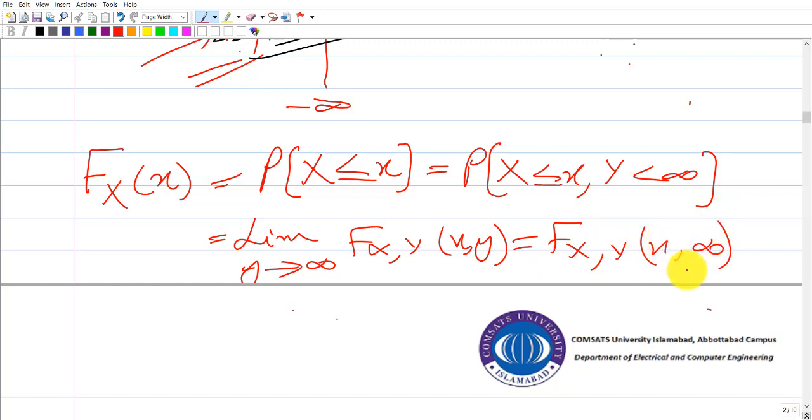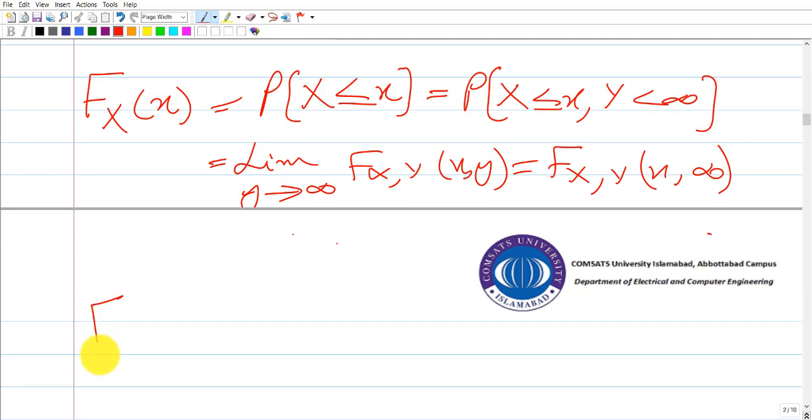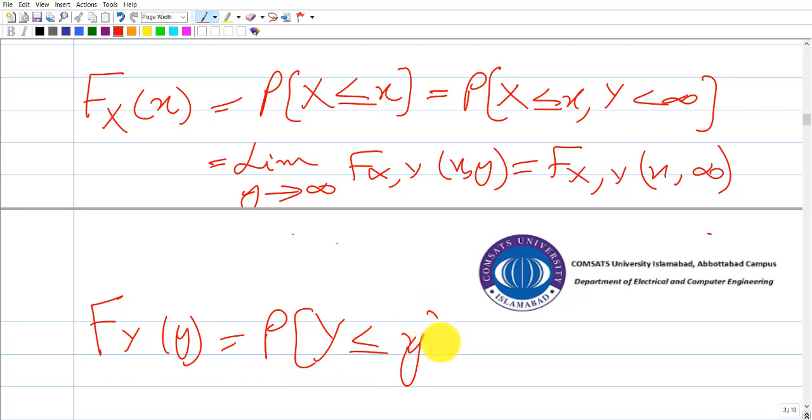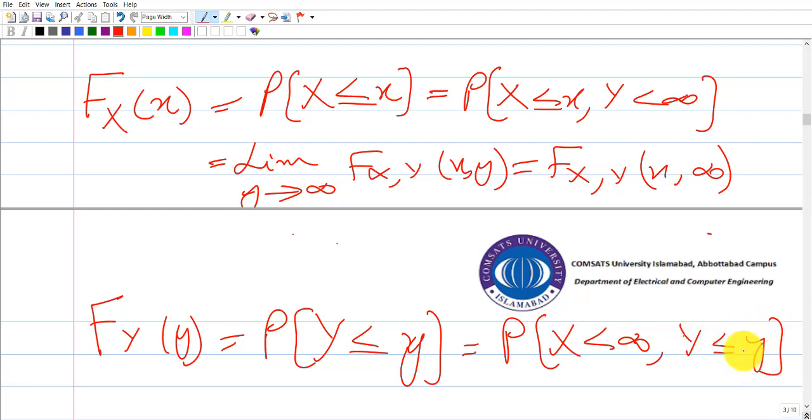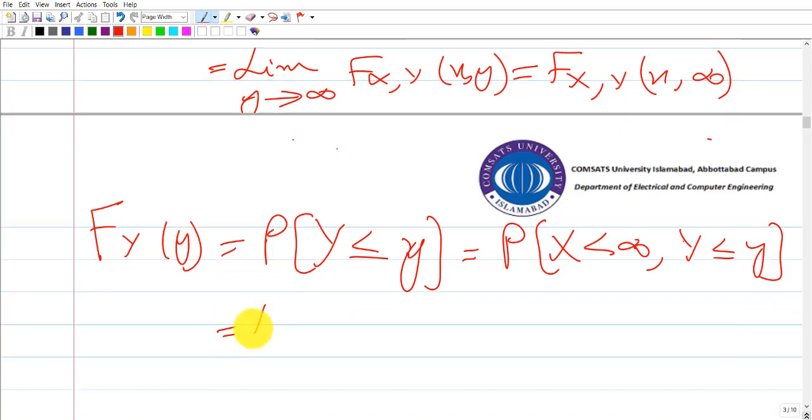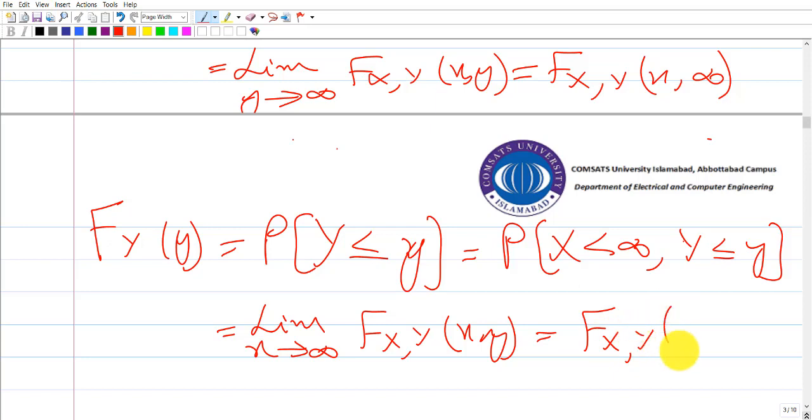F_XY(x, infinity). Similarly, F_Y(y), by the basic definition, is the probability that Y is less than or equal to y. In this case X could have any value, less than infinity, and Y would be less than or equal to y. So that is the same as the limit as x goes to infinity of F_XY(x, y), which is equal to F_XY(infinity, y).